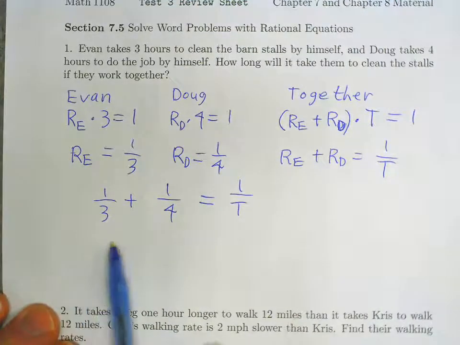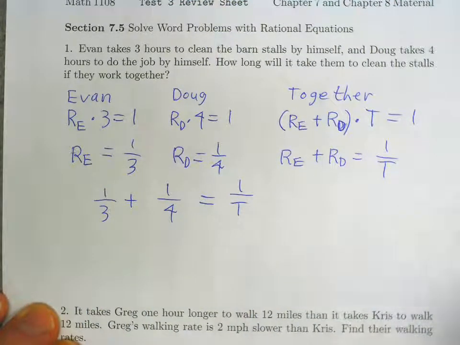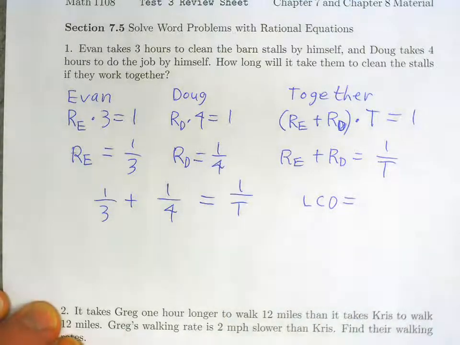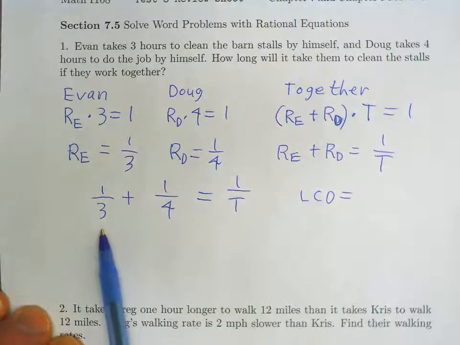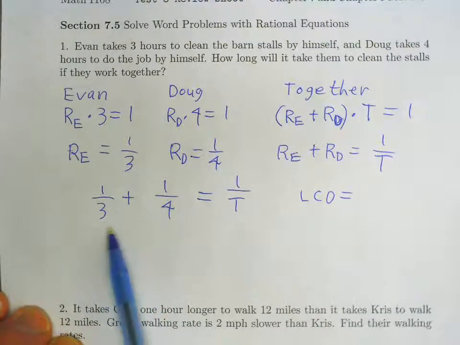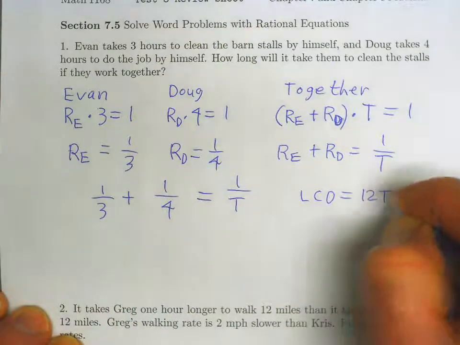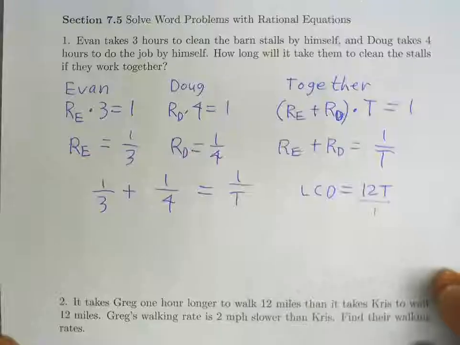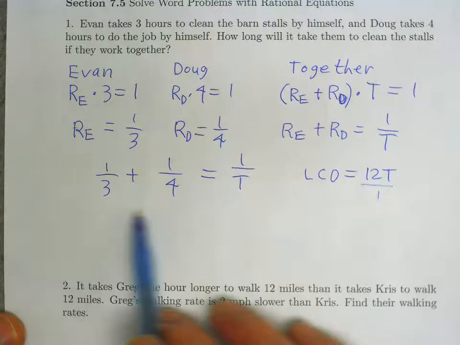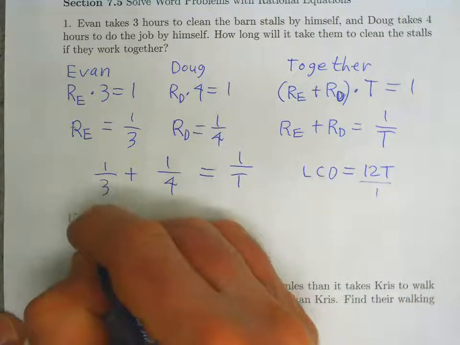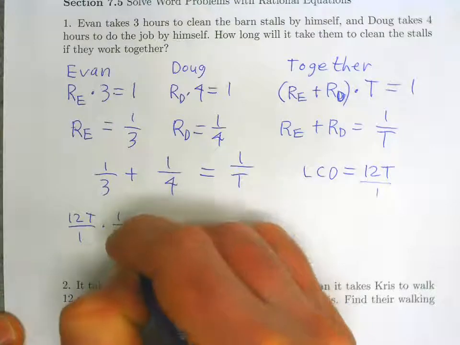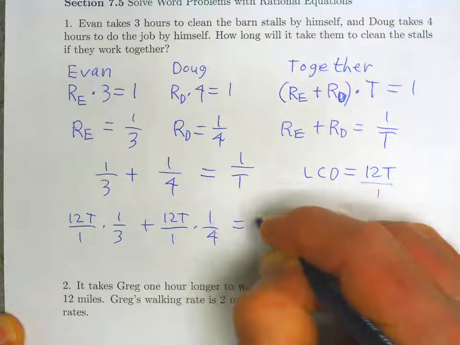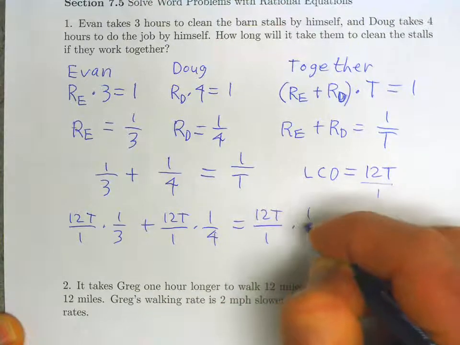Okay, the standard way to solve this equation for t, since t is in the denominator, is to multiply every term on both sides by the least common denominator. The least common multiple of the denominators 3, 4, and t is just 12t. And you can think of that as 12t over 1 if it helps. So we'll multiply every term on both sides by 12t over 1. 12t over 1 times 1/3 plus 12t over 1 times 1/4 equals 12t over 1 times 1/T.